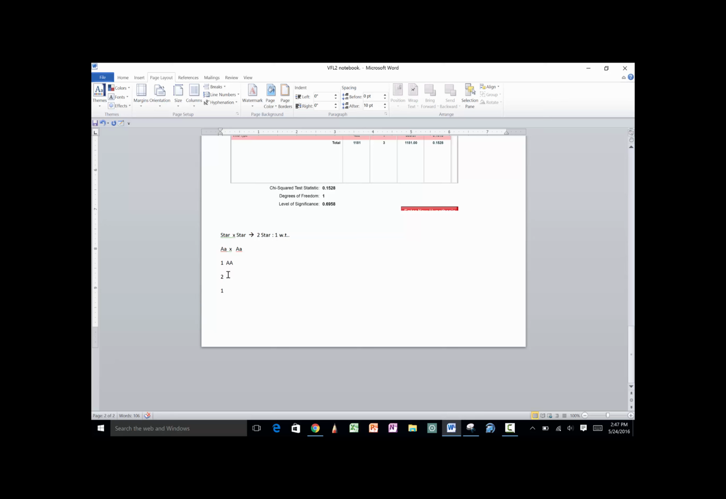So 1 like this, 2 like this, and 1 like this. We know that the 2 are heterozygous, and we know that the 2 in our 2-to-1 ratio was star. So that means the heterozygotes are star, and that means star is dominant. And if star is dominant, then 2 little a's is wild type, and wild type is recessive. And the idea is that we don't get these.